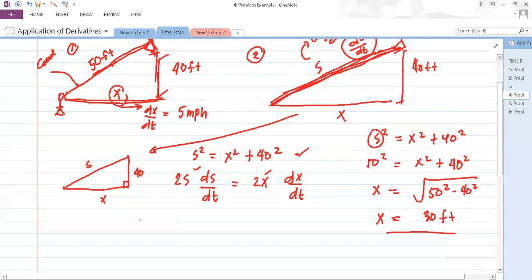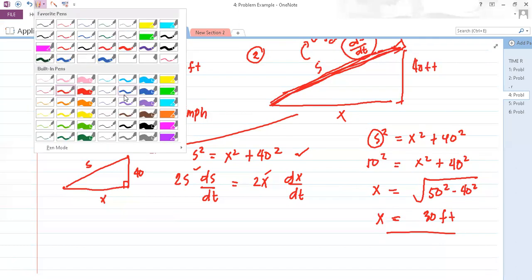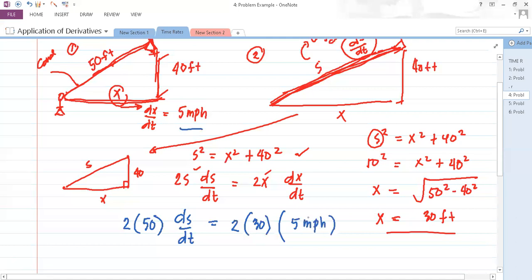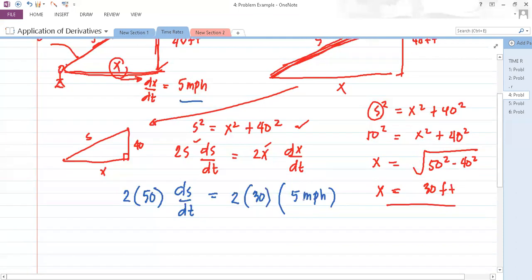Okay, so substituting now here all the values in our derived equation. So 2 multiplied by our s, 50, ds over dt, that is equal to 2 multiplied by x, that is 30 feet, multiplied by dx dt, which is 5 miles per hour. Okay, so we can now have our ds dt.